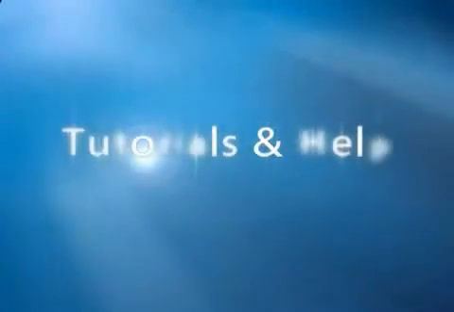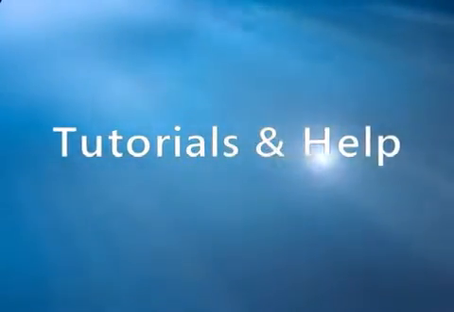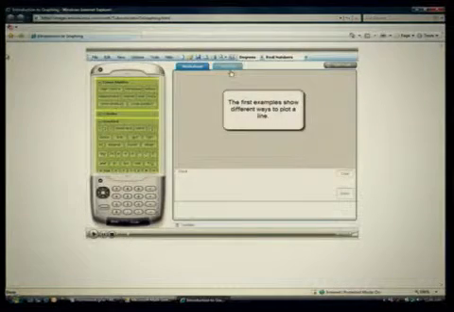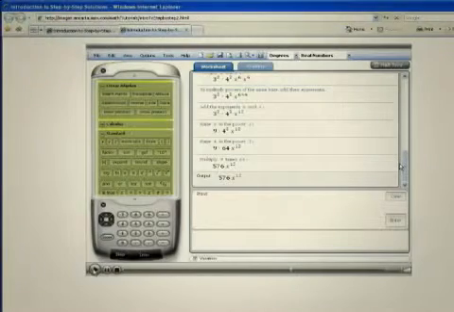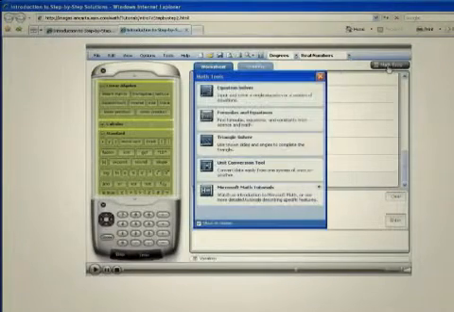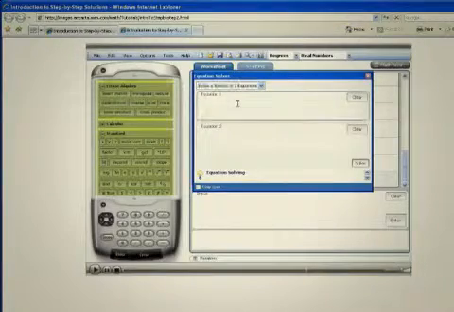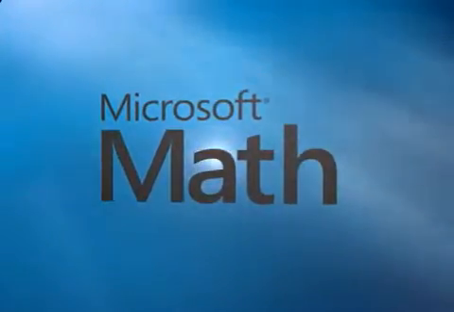While Microsoft Math is easy to use and was created with input from students, it also includes a robust tutorials and help section. Online tutorials help students and teachers understand mathematical concepts with step-by-step instructions. From basic overviews to specific help on various formulas, equations, and concepts, Microsoft Math tutorials can help make learning even easier.